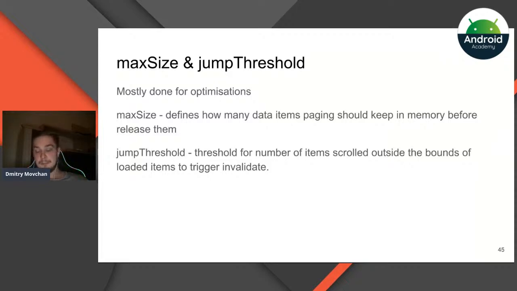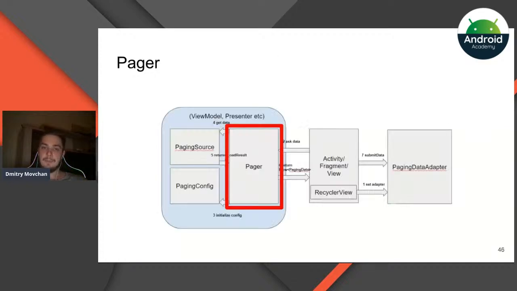And jump threshold, this parameter is for how many items outside the bounds of your screen we should call invalidate for. For example, if there is some sensitive data that we should refresh every time. So the last thing is a pager.